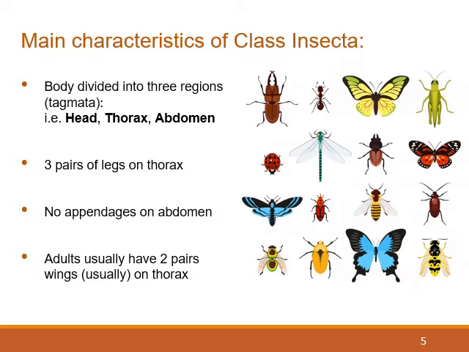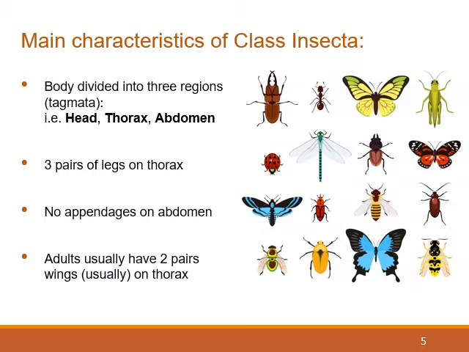Looking more closely at some characteristics of insects, we find that they have this body plan that's divided into 3 separate regions, and we call these regions tagmata. So we have the head region, the thorax region in the middle, and then the end of the insect is known as the abdomen. From this thorax region, we have 3 pairs of legs extending outwards.